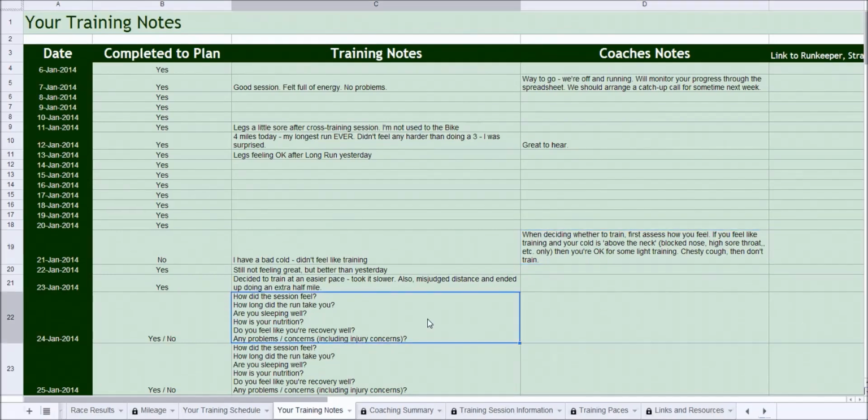So in terms of entering the training notes, the types of information that we're looking for you to enter are things like, how did the session feel? How long did the run take? Are you sleeping well? How is your nutrition? Do you feel like you're recovering well? And have you got any problems, concerns, including injuries?